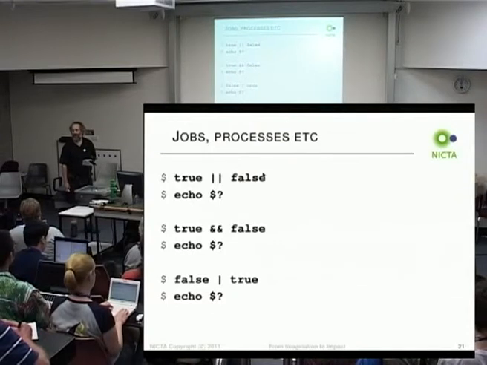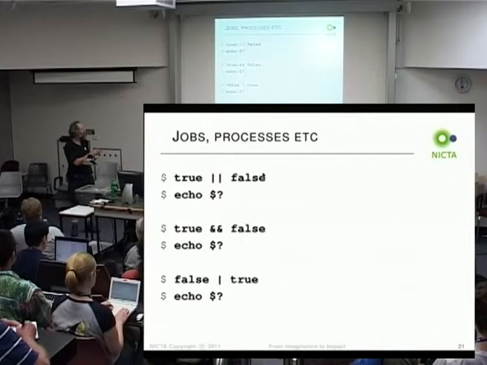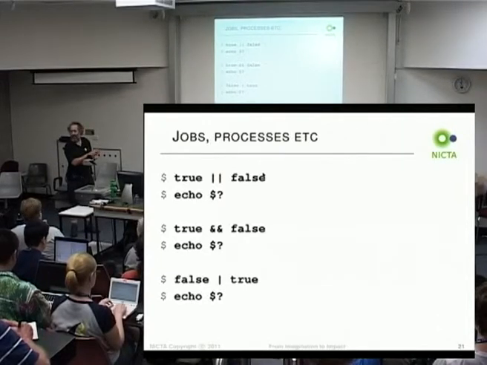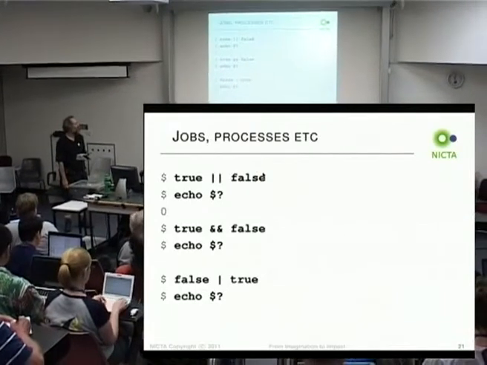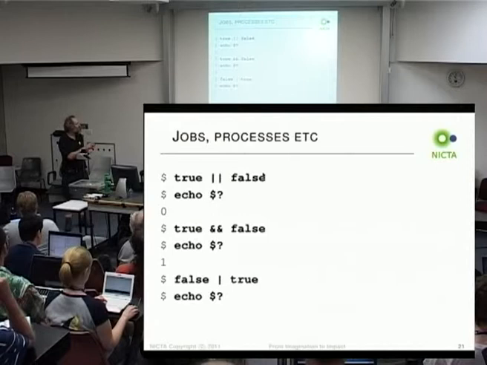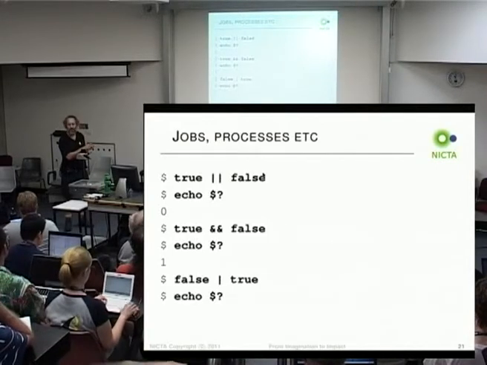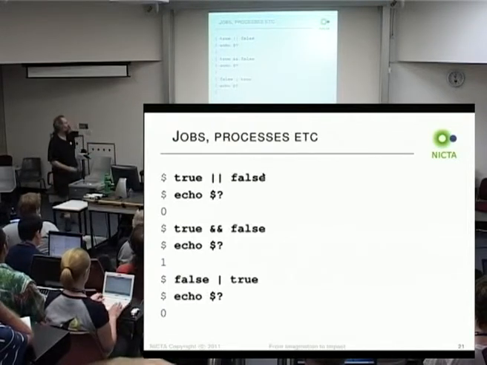Has people done that? What have you seen? When you do echo dollar question mark, you should get the return code. So you should see zero there, and there you should see one. Because with true and false, the true succeeds, which means the thing on the right-hand side is executed, and false returns a non-zero exit status. And that one should give you zero because true is the last thing to be executed.